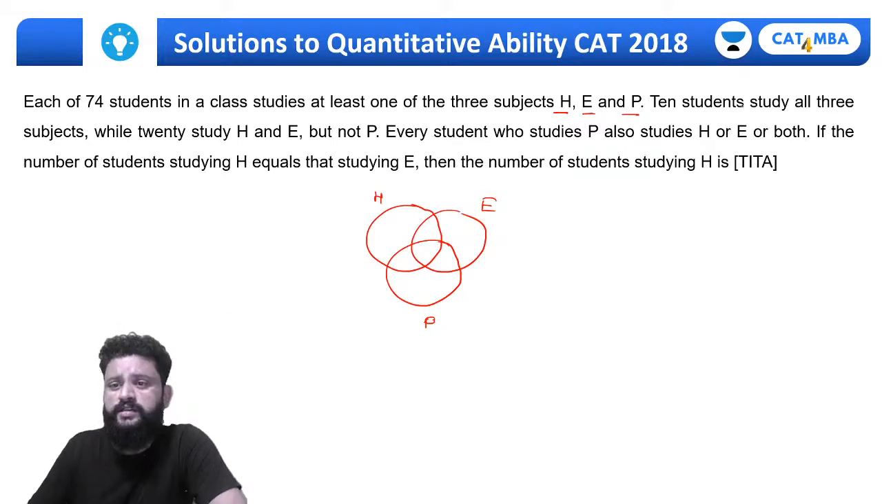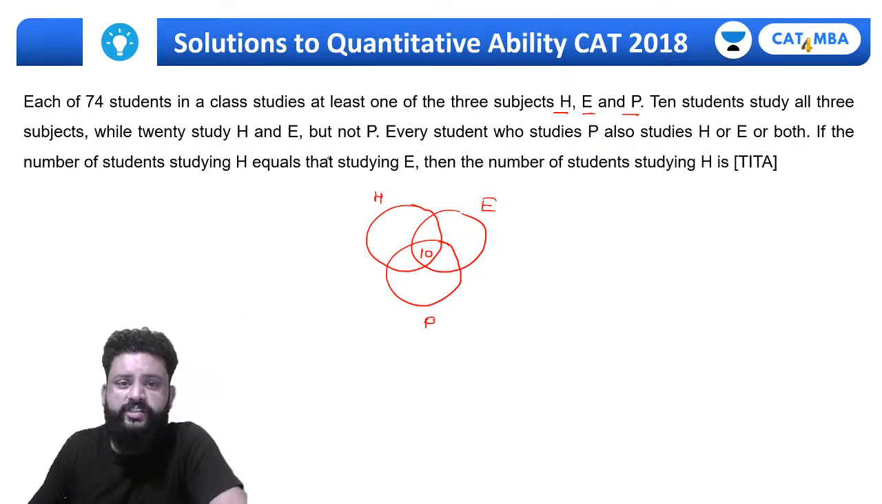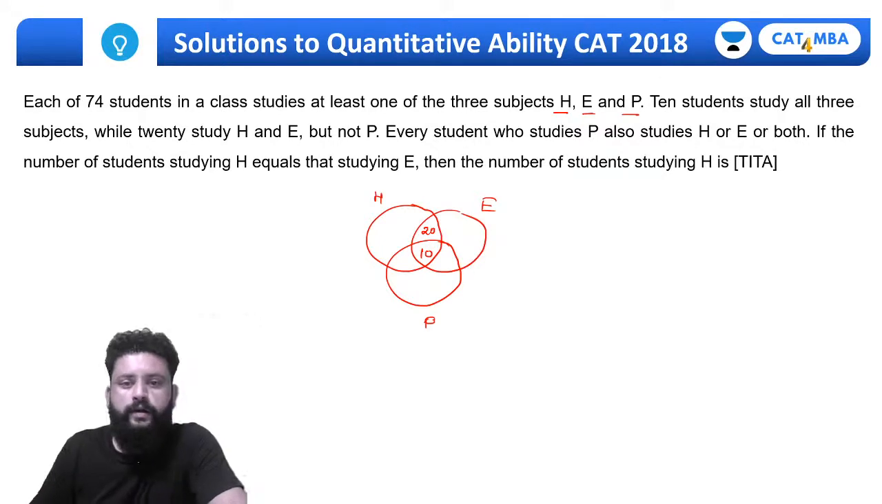Then 10 students study all 3 subjects, that is given, this is 10. Then 20 study H and E but not P. H and E but not P, this part is 20. This is a really simple question. Chalo, quickly finish it. Every student who studies P also studies H or E or both.